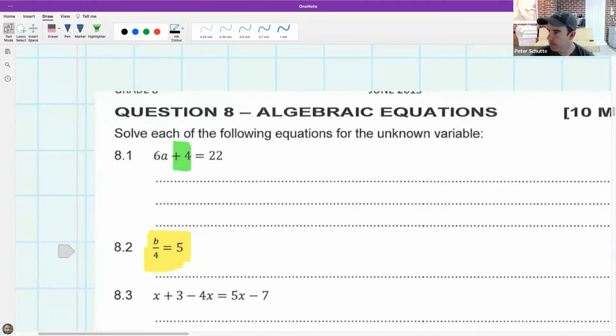Tandy. Hello. Hi. My question is 8.2. I don't understand how that works out. So what 8.2 is saying is it's b divided by 4 equals 5. I want to ask you, what is the opposite of dividing by 4? Multiply. Okay, but now if I multiply one side by 4, am I allowed to just stop at that point? Or have I broken something? So what do I need to do?